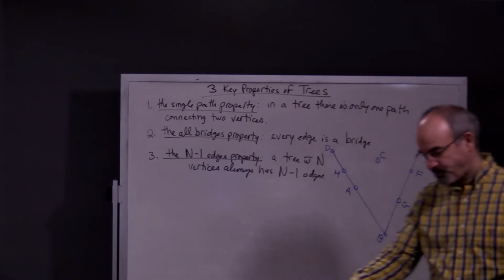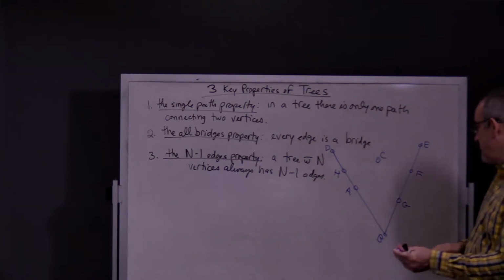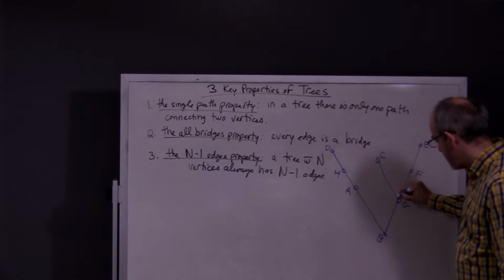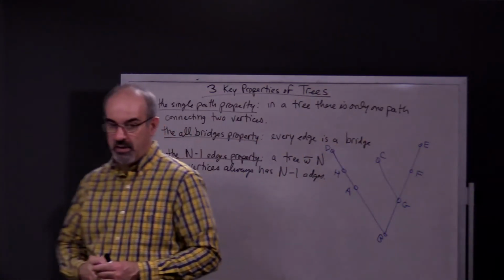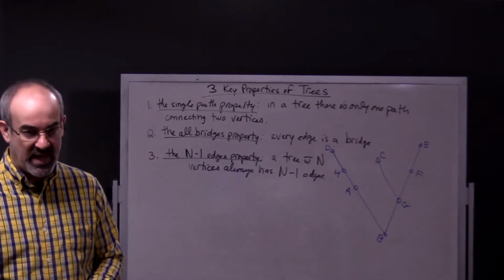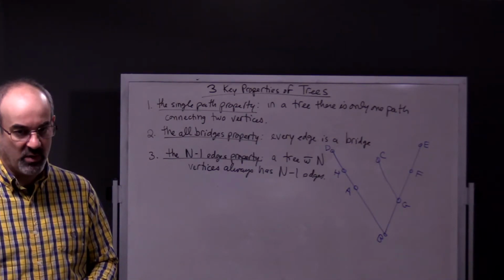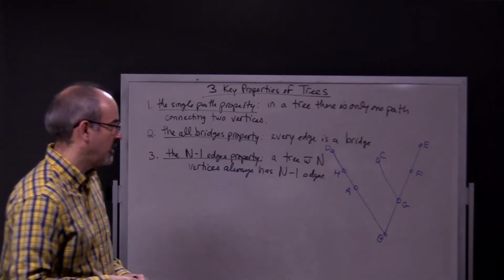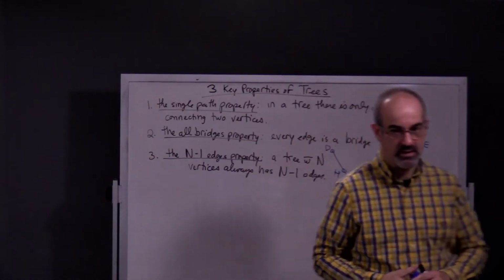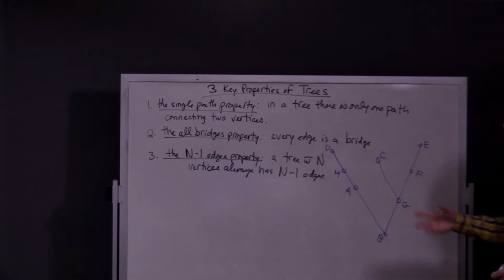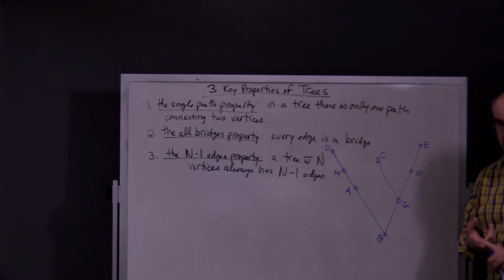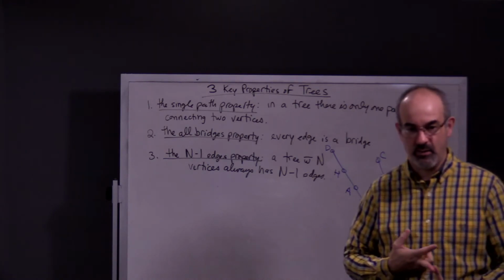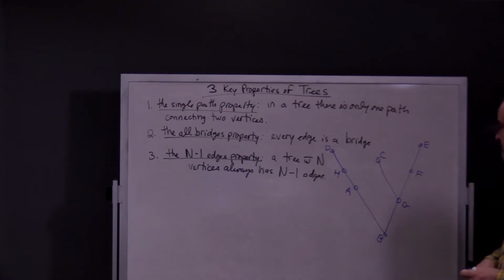So every edge in a tree is a bridge. In other words, every edge, if you took away any edge in the graph, it would go from being a connected graph to a disconnected graph. That's all that means. So in other words, every edge is really important. If you took it away, it would no longer be a connected graph, which means it wouldn't be a network, which means it wouldn't be a tree.